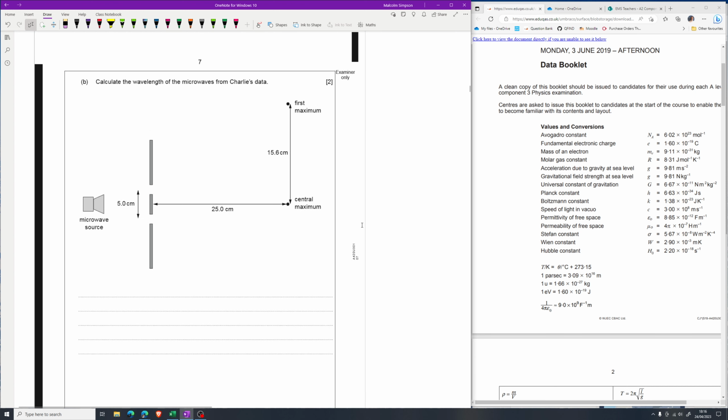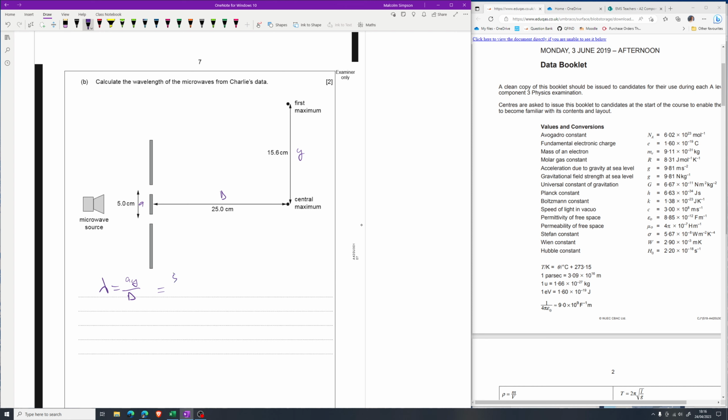Part B, calculate the wavelength of the microwaves from the data. So we've got the slit separation, we've got the distance to the screen, and we've got the distance between the central maximum and the first. Double slit formula. This is not a diffraction grating, so we do want the approximate double slit formula. This is A, this is D, this is Y. So plug them all in.